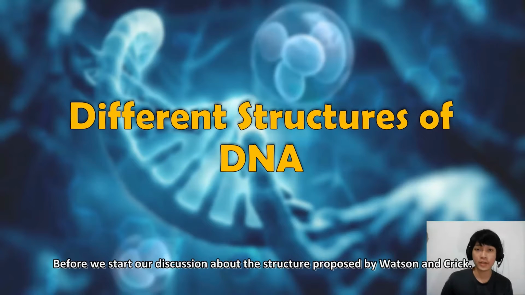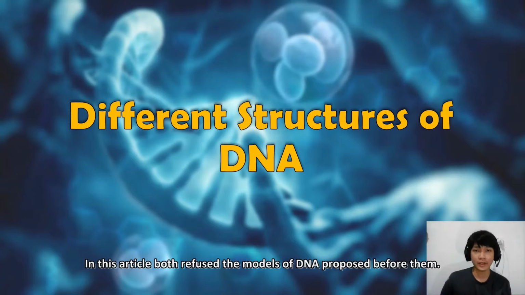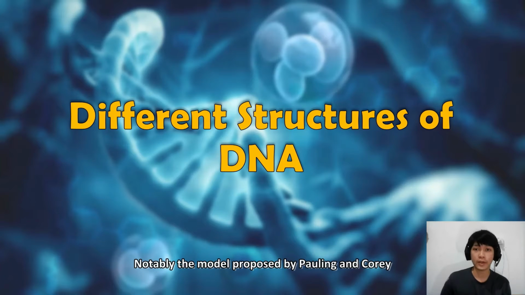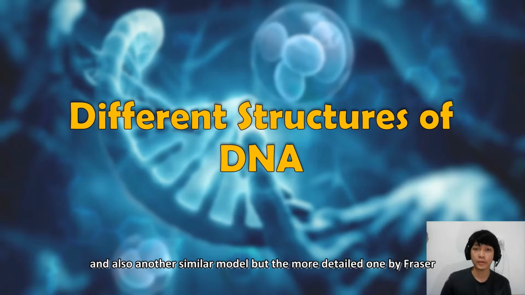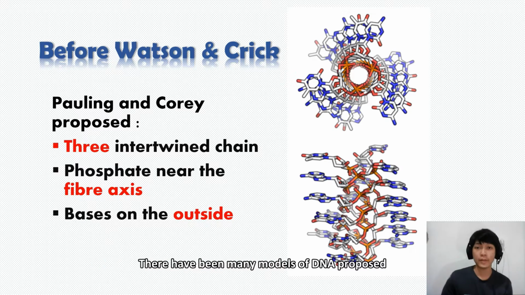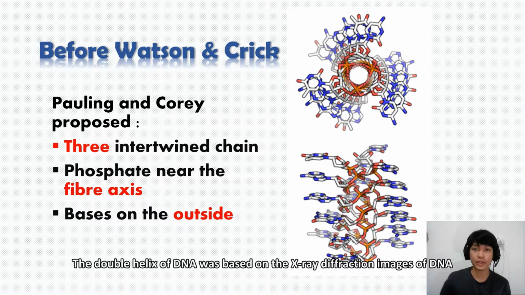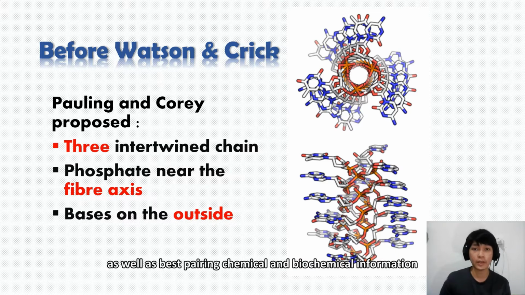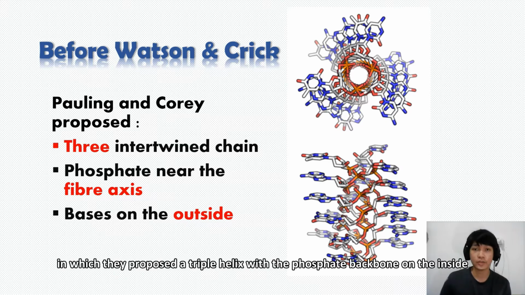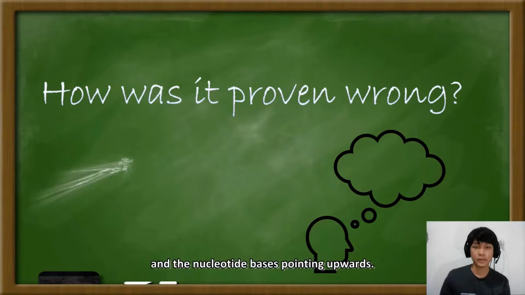Before we start our discussion about the structure proposed by Watson and Crick, in this article, both refute the models of DNA proposed before them, notably the model proposed by Pauling and Corey, and also another similar model, but a more detailed one, by Fraser. There have been many models of DNA proposed after it was first discovered to have a double helix in 1953. The double helix of DNA was based on the X-ray diffraction images of DNA, as well as base pairing chemical and biochemical information. The most famous of these early models was by Linus Pauling and Robert Corey in 1953, in which they proposed a triple helix with the phosphate backbone on the inside and the nucleotide bases pointing outwards.